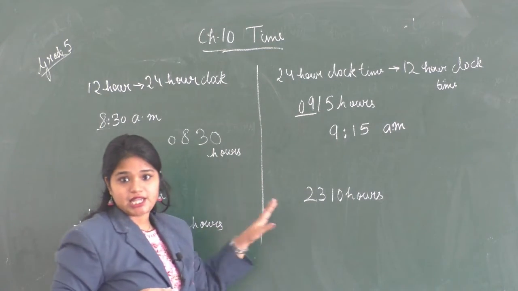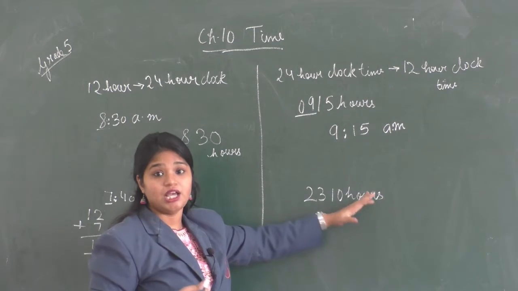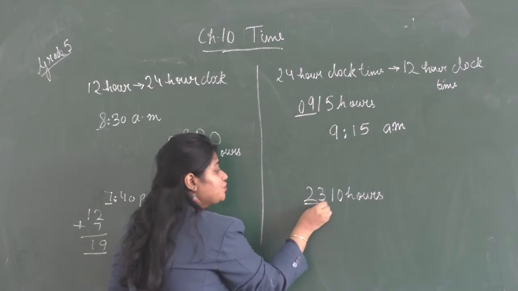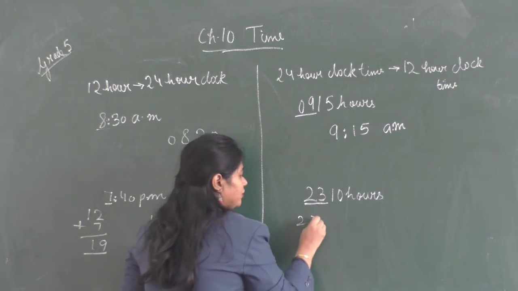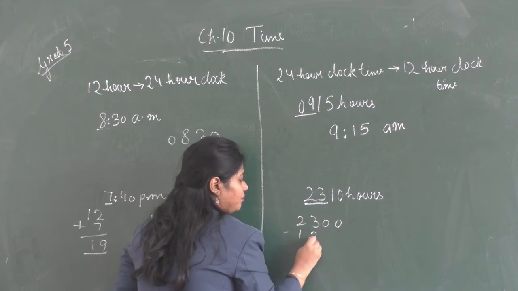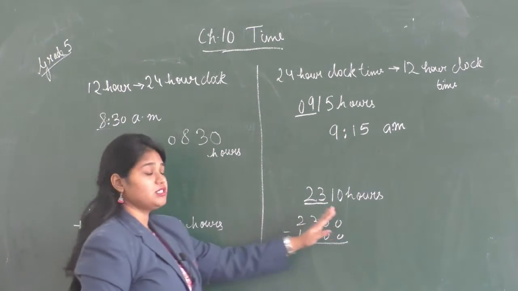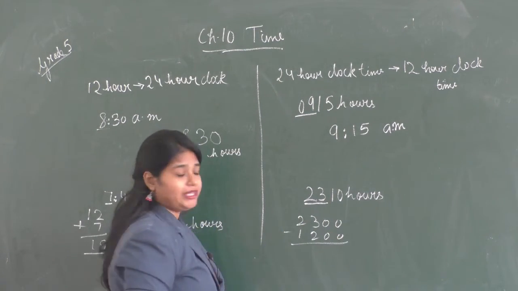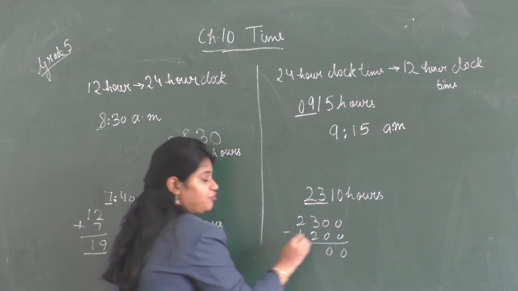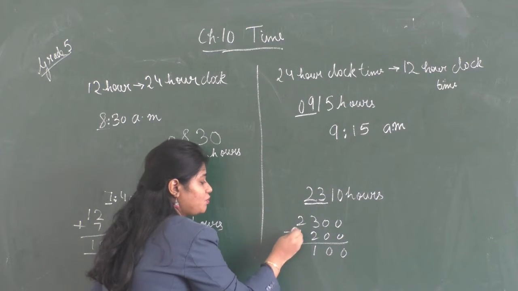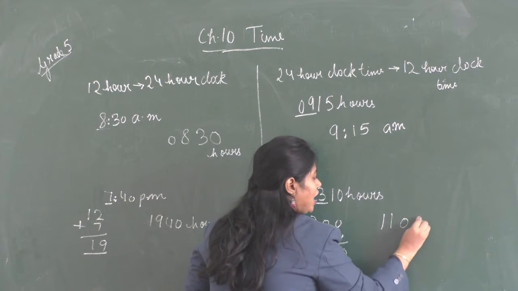Here we have another example and the time reads as 23:10 hours. Now what to do when the first two digits are greater than 12? We directly subtract 1200 from the given time. So when I subtract 1200 from 2300, I get 0 minus 0 is 0. Again 0 minus 0 is 0. 3 minus 2 is 1. 2 minus 1 is 1. I get the answer 1100.